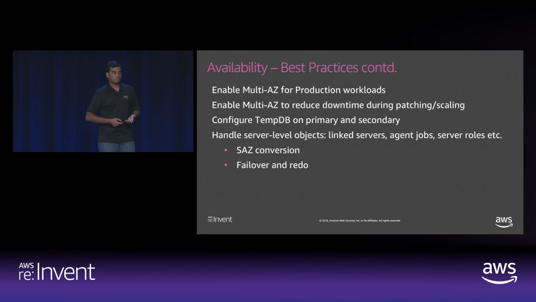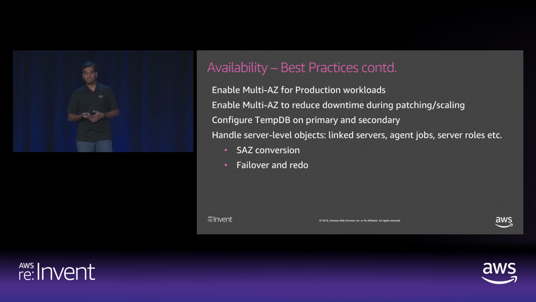But for infrequently changed objects like linked servers, server roles, or agent jobs, we don't replicate those. So what we recommend is to make all of those changes and configurations on a single AZ deployment first, and then convert it to a multi-AZ. As I was saying, we do a snapshot and restore, so all the objects are there in the snapshot and they come up on the secondary also.